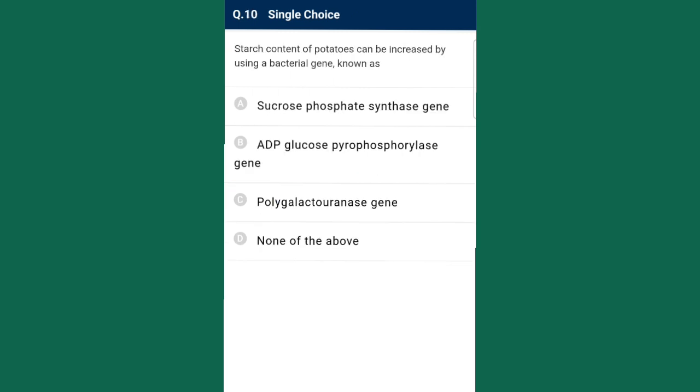Question number 10. Starch content of potatoes can be increased by using a bacterial gene known as: Transgenic potato having a high starch content was created by using ADP glucose pyrophosphorylase gene. So the answer is option B, ADP glucose pyrophosphorylase gene.